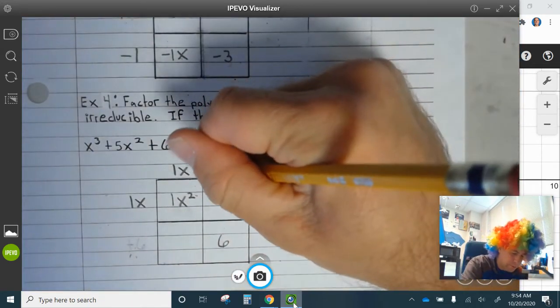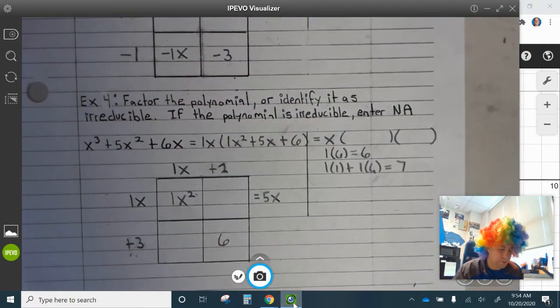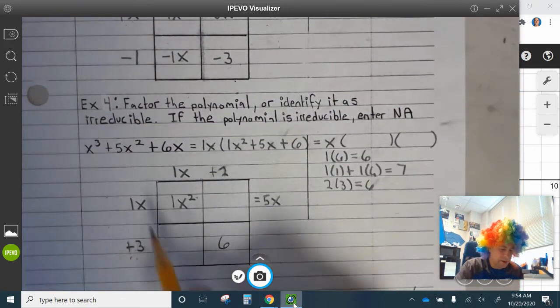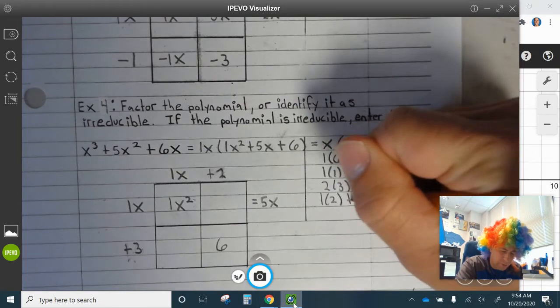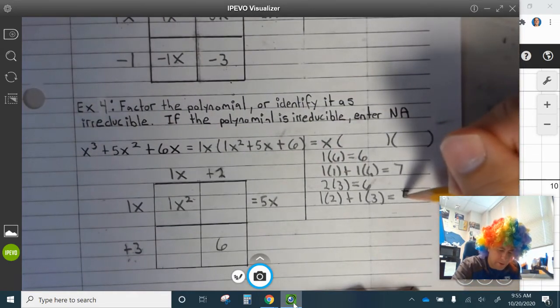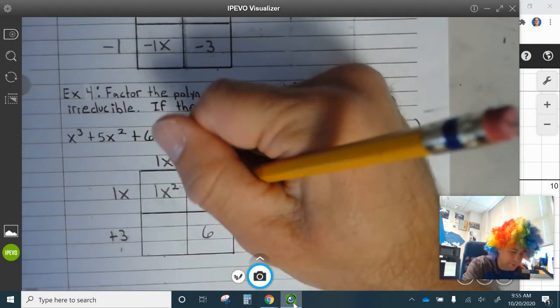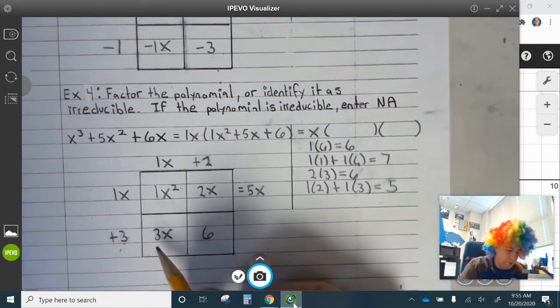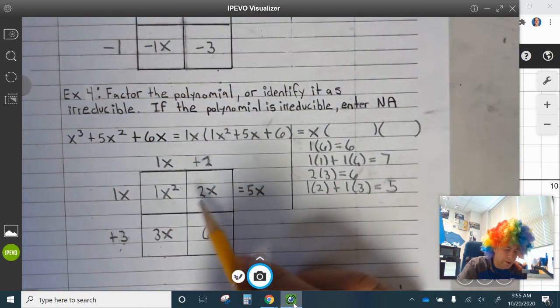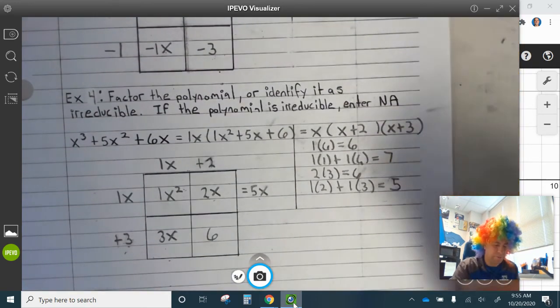So now, let's try plus 2 times plus 3. Okay? So we know that 2 times 3 is 6. So we're good there. Now let's do 1 times 2 plus 1 times 3. Well, that's 5. So this works. So this is 1x times 2 is 2x. 3 times 1 is 3x. 3x and 2x combined to be 5x. So our factors are x times x plus 2 times x plus 3.